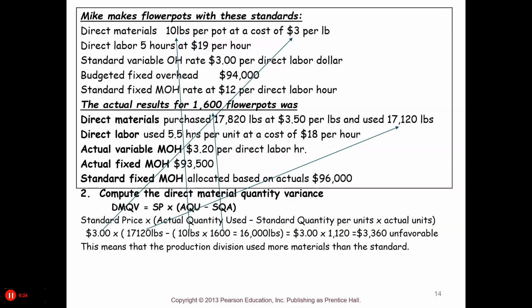And the difference is also unfavorable. Why? Because we used $1,120 more than what we had budgeted based on the standard. Now, this means that the production division used more materials. So maybe a possible explanation is they paid more for the material in hopes they'd use less, but it didn't turn out that way. Now, I'm not saying that is the answer, but I'm saying it could be.